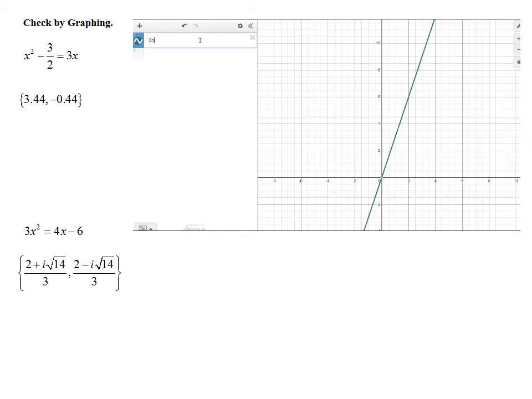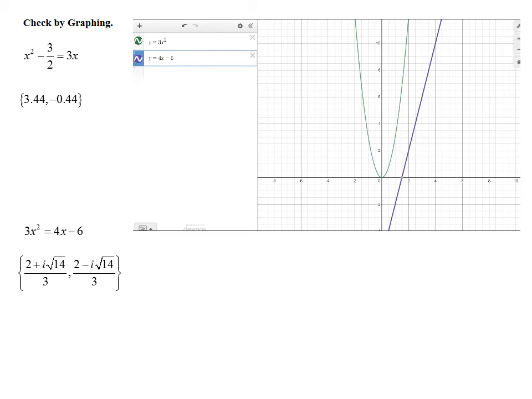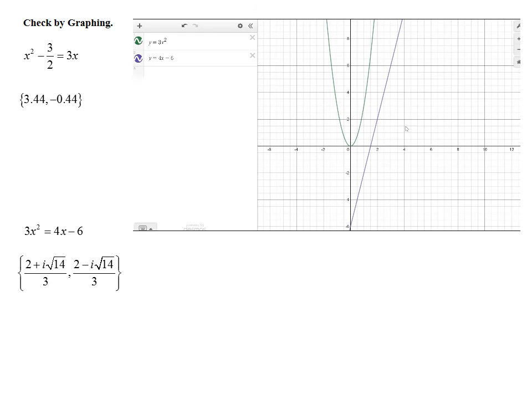So 3x squared, oops, I forgot my y. y equals 3x squared on one side, and y equals 4x minus 6 on the other side. And if you look closely here, we have the parabola totally not touching the line.